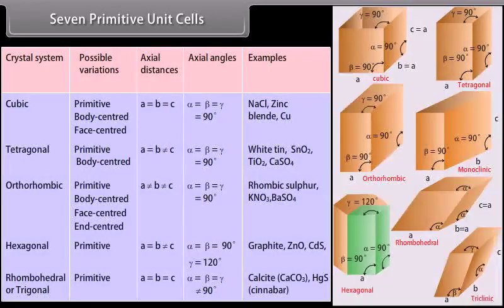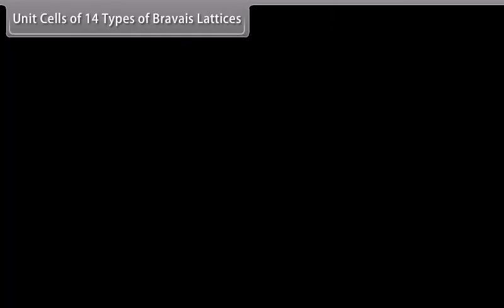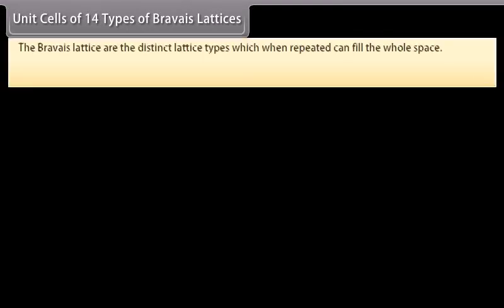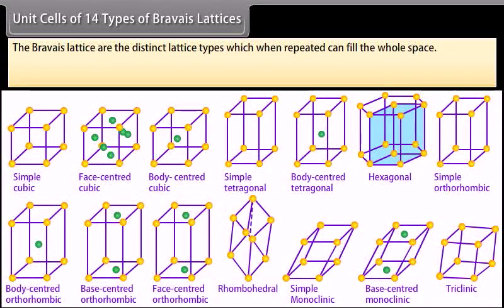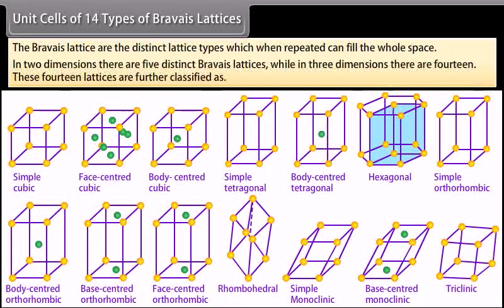7 primitive unit cells. There are 7 types of primitive unit cells. Their characteristics, along with the centered unit cells they can form, have been listed in the table. Unit cells of 14 types of Bravais lattices. The Bravais lattices are the distinct lattice types which, when repeated, can fill the whole space. In 2 dimensions, there are 5 distinct Bravais lattices, while in 3 dimensions, there are 14.